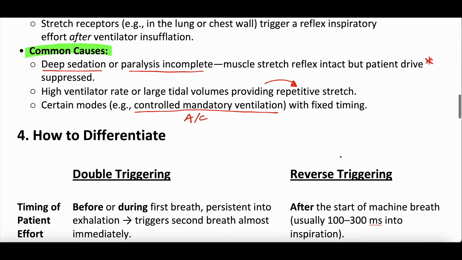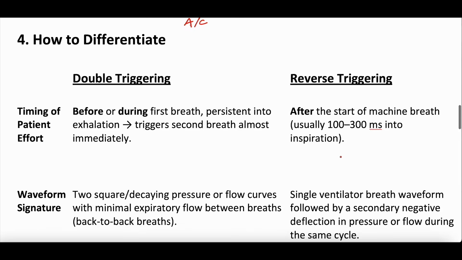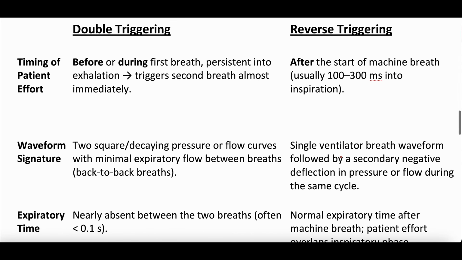How do we differentiate these two? Well, there's a couple hints just in general, and then we'll talk about scalars or waveforms. So when it comes to double triggering and reverse triggering, the first differentiator that we can use is the timing of patient effort, okay? In double triggering, the patient's effort is usually before or during the first breath, and then it persists into the exhalatory phase. This triggers a second breath almost immediately.